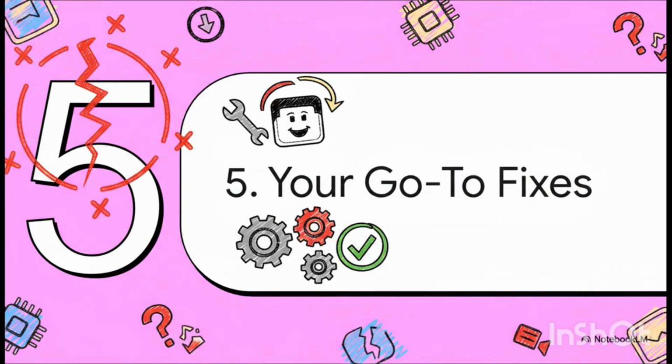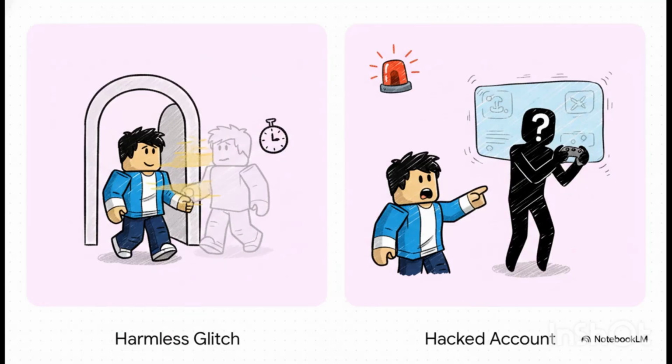All right, to finish things up, let's go over a couple of really specific, kind of tricky error codes and some high-impact fixes you need to know about. Okay, error 264. This one can look pretty scary, but don't panic. 99% of the time, it's harmless. It just means you tried to rejoin a game too fast after you left, and the server hadn't quite caught up yet. The fix? Just wait 5 seconds and try again.